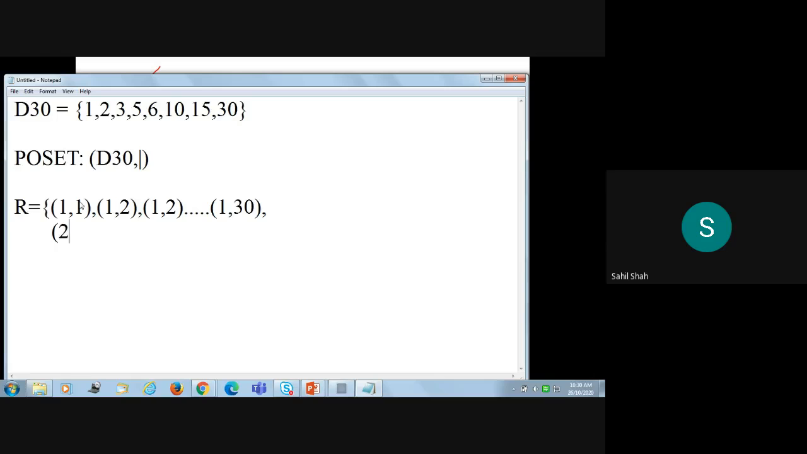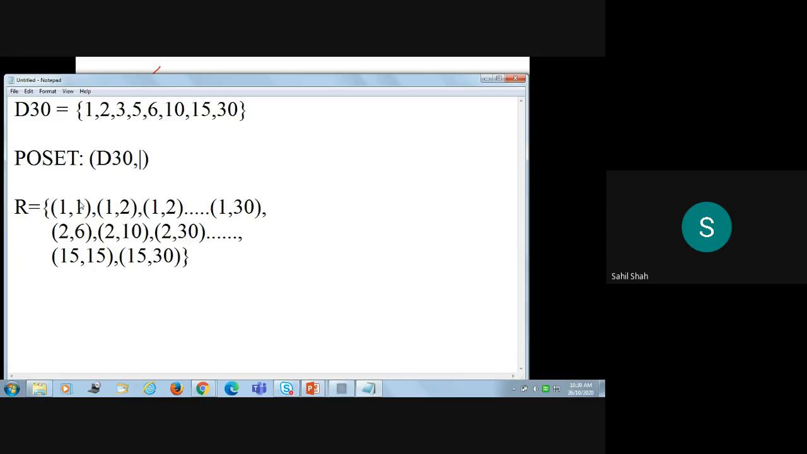Can I write like 2 comma 6? Yes, it is possible. Can I write like 2 comma 10? Yes, it is possible. Can I write like 2 comma 30? Yes, it is also possible. And you would have further extensions. Further to that, you would have 15 comma 15. You would have 15 comma 30 and so on.